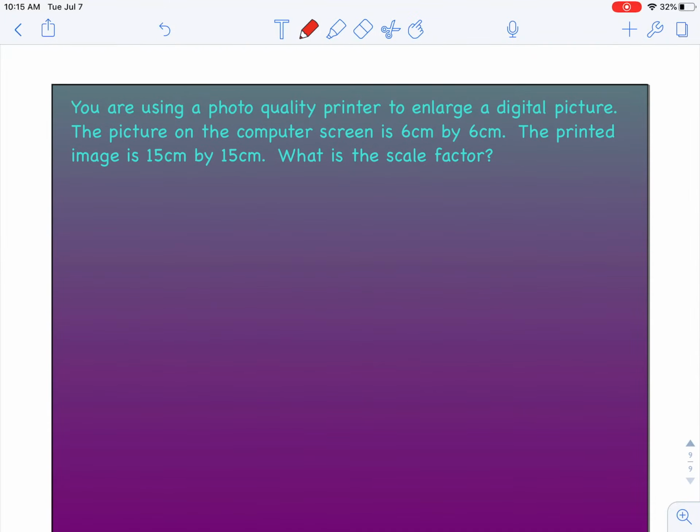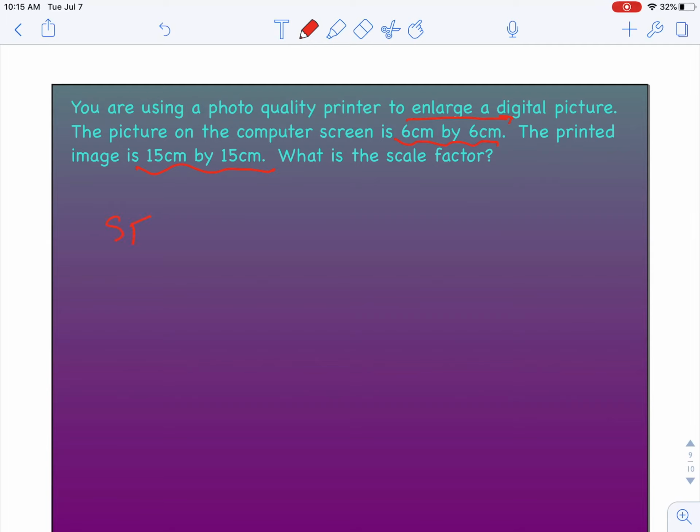And in this next example, we are going to find the scale factor of just a word problem where we're not going to have the picture and it's not necessarily in the coordinate plane, but the ideas are the same. So it says you are using a photo quality printer to enlarge a digital picture. The picture on the computer screen is 6 centimeters by 6 centimeters. The printed image is 15 by 15. What is the scale factor?